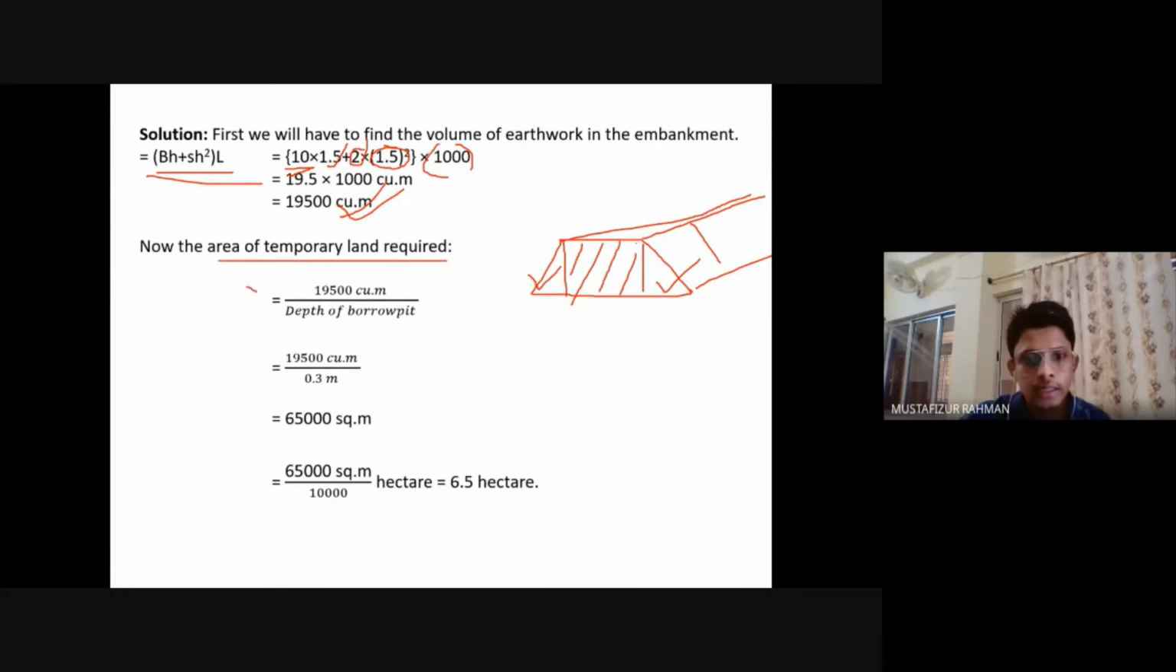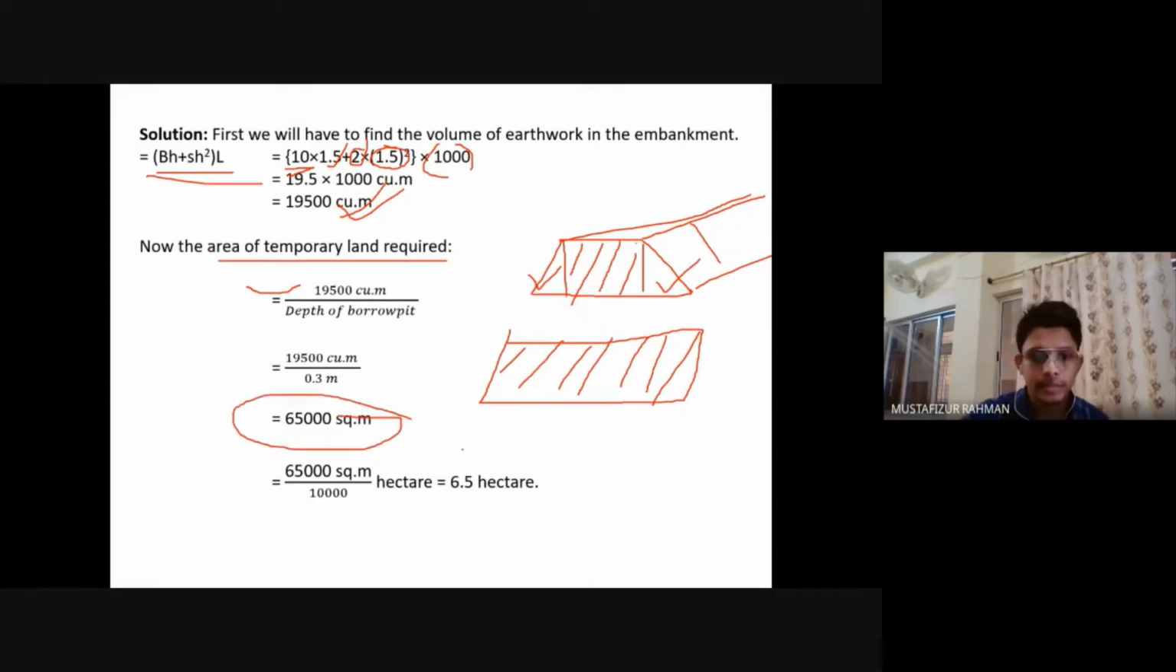So this 19,500 cubic meter divided by the depth of the borrow pit will be the area we have to excavate. The depth is mentioned, the depth is fixed. So the volume divided by depth, meter cube divided by meter, we will get some square meter. The area we will get, how much area we have to excavate, we have to use as borrow pit. This is the value. And we know that 10,000 square meter makes 1 hectare. So this is 6.5 hectares.